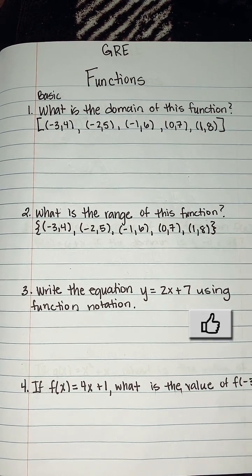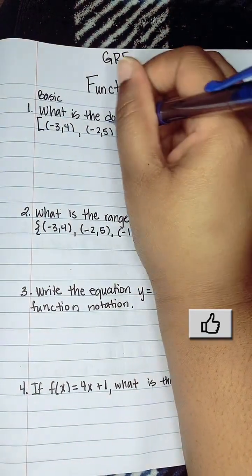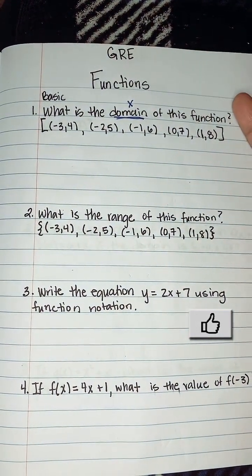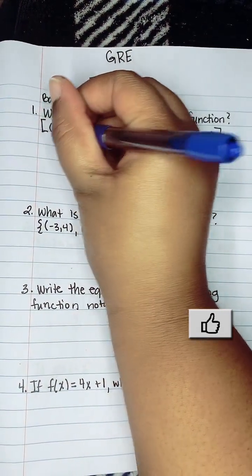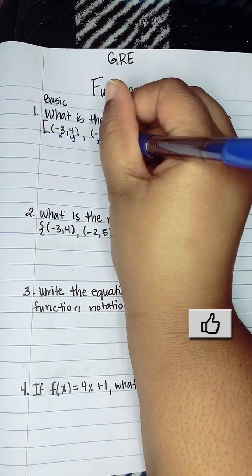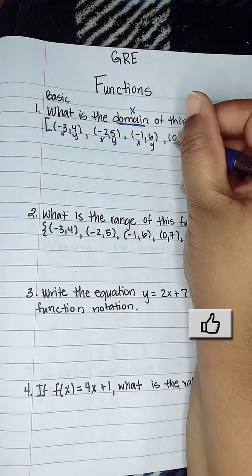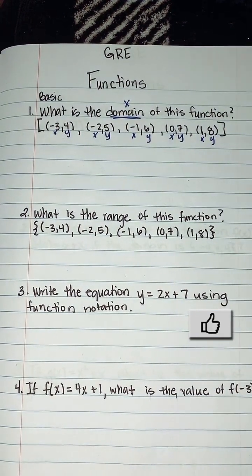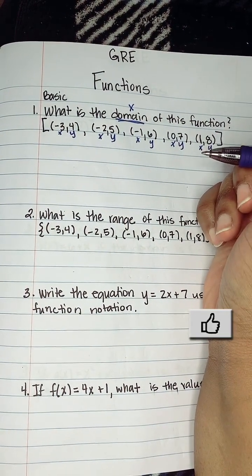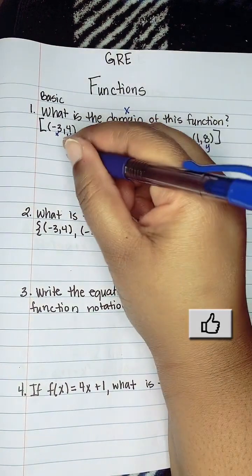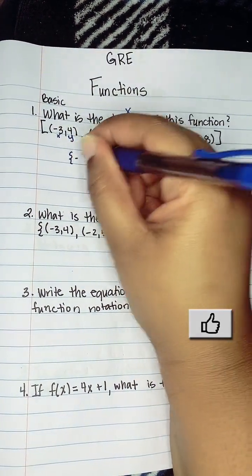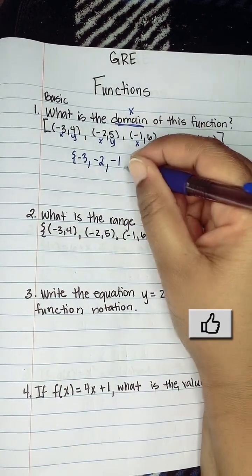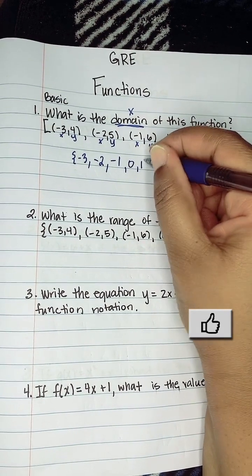Domain is another word for basically what are the x's in the ordered pair. Remember, ordered pairs are always x, then y. So what that question is asking you for is, what are all the x's? So we could say -3, -2, -1, 0, and 1.